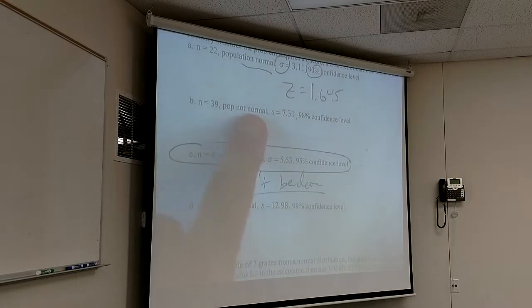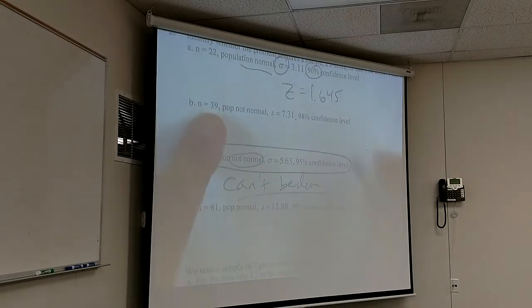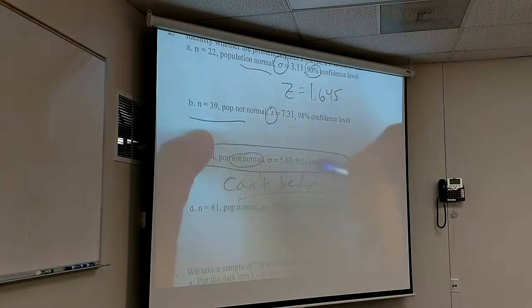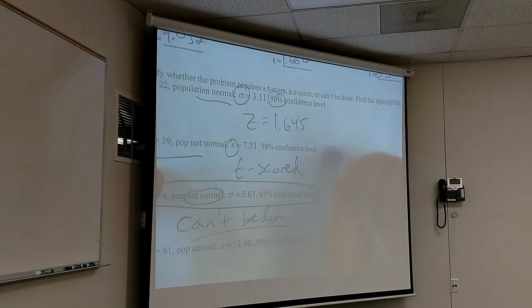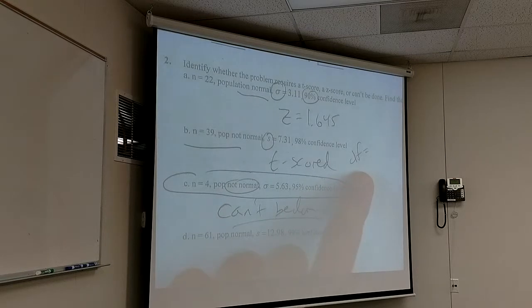What about part B? It says it's not normal, but the size saves us. So the distribution of all the sample means will be normal. So I can do something. I know S, so I can use t-score. So my t-score is 11. So my degrees of freedom is, where do you go? 38? Yes, yeah.